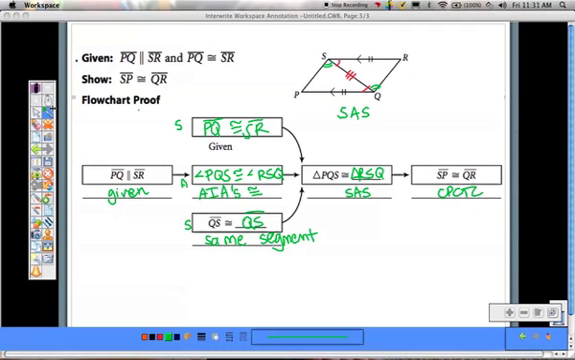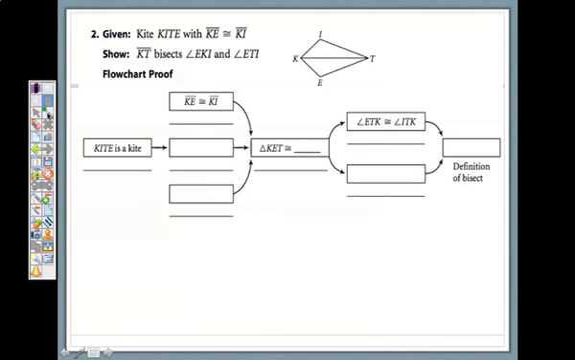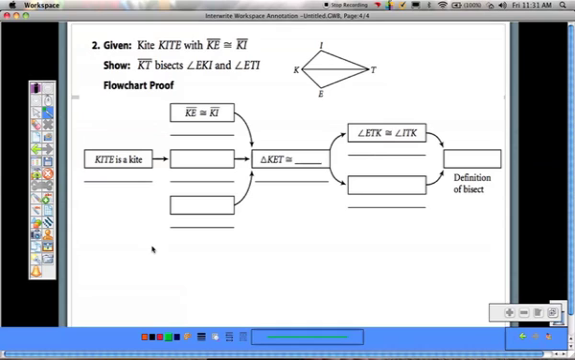All right, a couple more proofs we'll practice. Okay, we have a kite. KE is congruent to KI, so let's mark that. Just read this time. All right, so KE is congruent to KI. Show that KT bisects the angle. We know that they share this segment right here, and also if it's a kite, then these must be equal.